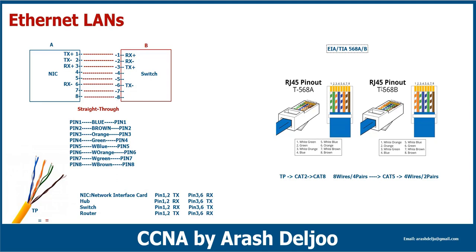And in the standard of 568B, we saw the standard of 568A, now I'm going to talk about the 568B. In 568B, everything is the same, only we need to reverse the place of the green and orange. Look at here, white green now changes to white orange, green changes to orange, white orange changes to white green, but the blue is the same, white blue is the same. Again, orange changes to green, white brown is the same, and brown is the same.